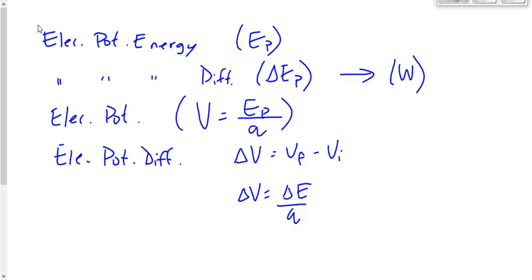All right? So electric potential energy, electric potential energy difference, potential, and potential difference. Let's keep all of those straight. Okay, and understand when we're talking about one of them, which one do we mean? Do we mean V? Do we mean E? Do we mean delta V? Do we mean delta E or W? Okay, let's keep all those straight and we should be good. None of them are crazy hard. It's just a matter of keeping them straight.